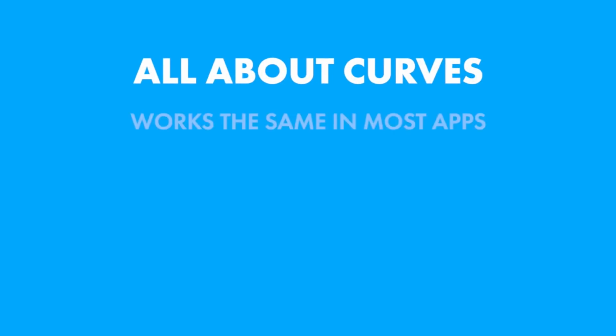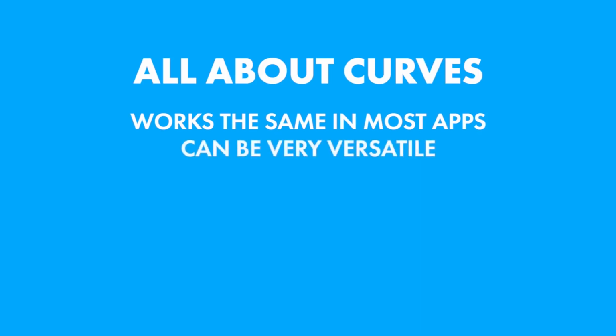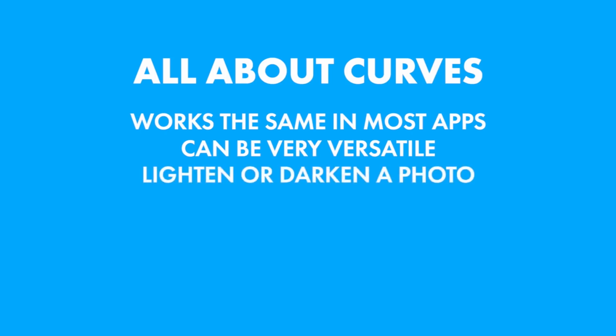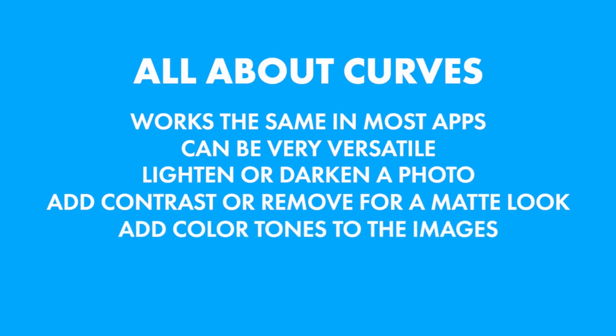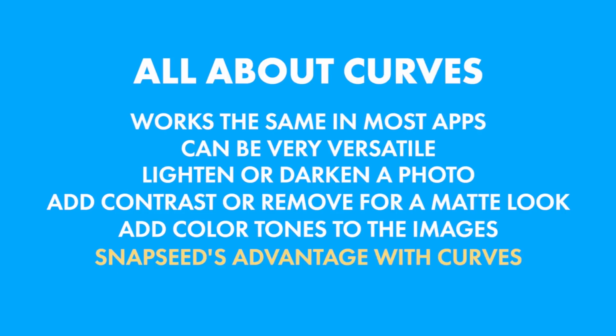Today I want to talk to you about how awesome the curves tool can be, not only in Snapseed but any app which has this tool. I use it in almost every photo. It is very versatile and makes a lot of difference. You can use the curves tool to lighten a photo, you can use it to darken a photo, you can also use it to add contrast or take contrast away and add a matte effect. And you can even use it to add color tones to your images. Snapseed also has one advantage with regards to other mobile apps, which I will come back to later.